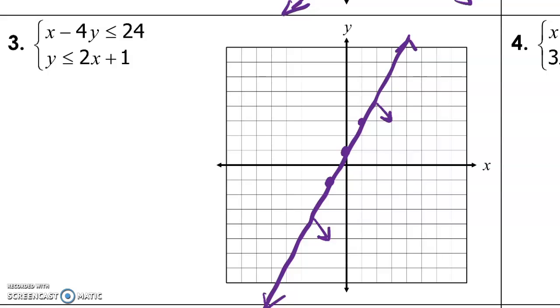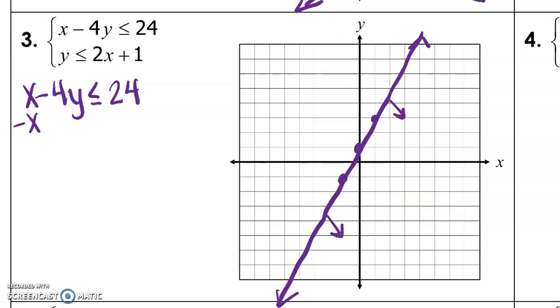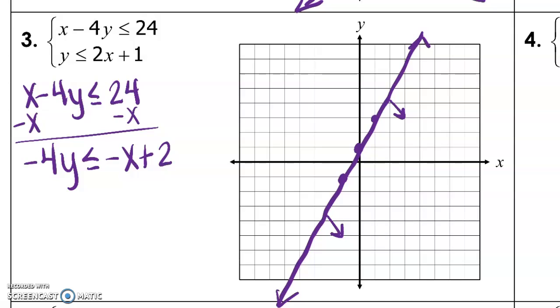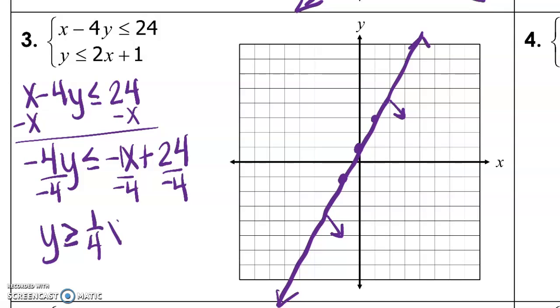For the top, I'm going to rewrite it first. We need to solve for y to get it into slope-intercept form. I'm going to subtract x from both sides. Negative 4y is less than or equal to negative x plus 24. Divide everything by negative 4, which tells me I need to flip the sign. Y is greater than or equal to positive 1/4 x minus 6.